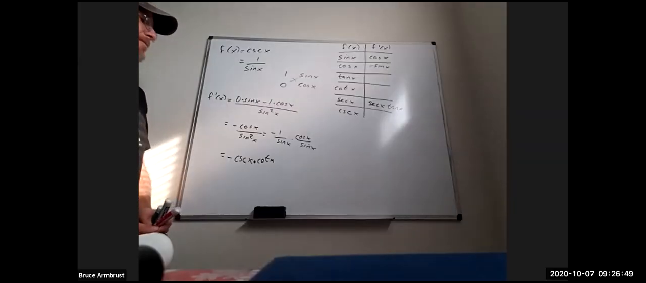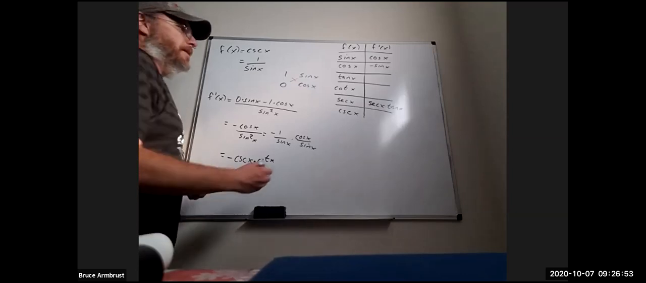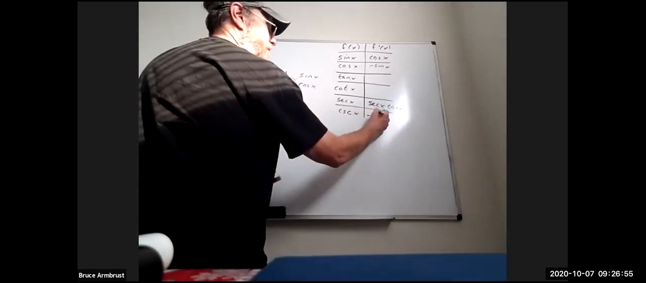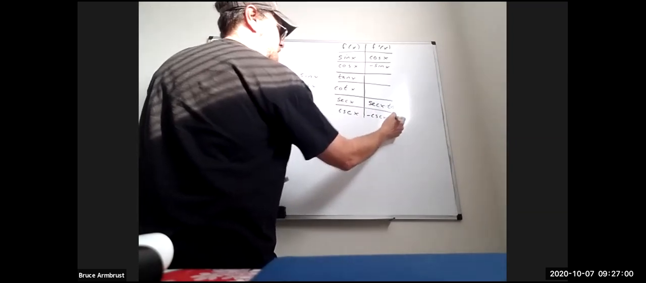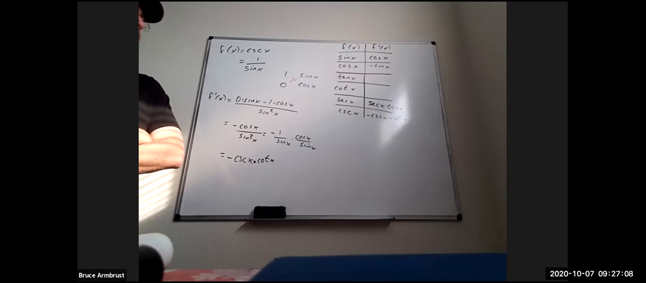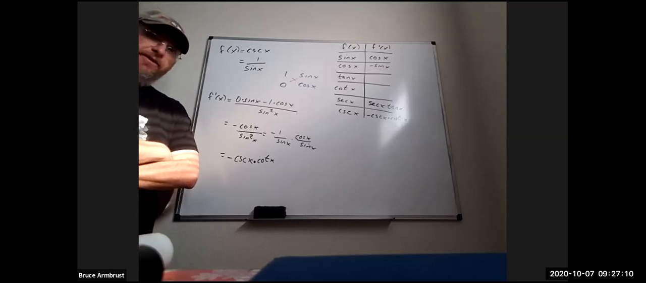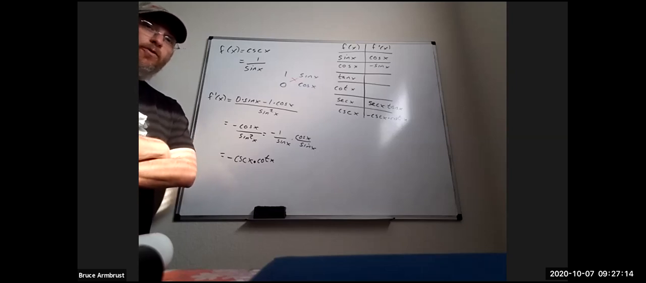All right, so this is what we're going to remember for the derivative of cosecant. It's negative cosecant times cotangent. All right, so look at that. We are now 2/3 of the way done with the trig functions. We've got 4 of them.